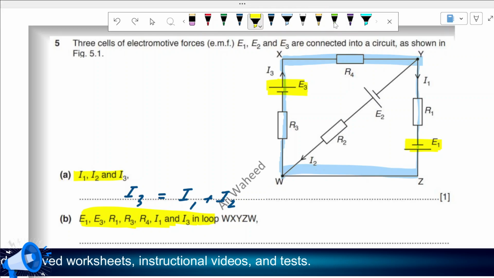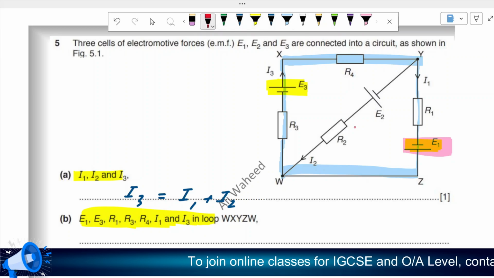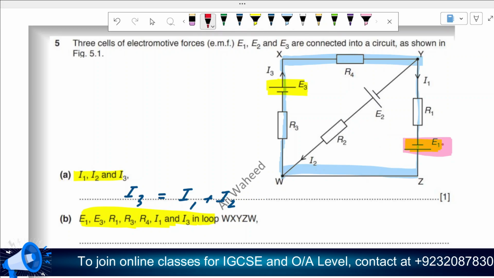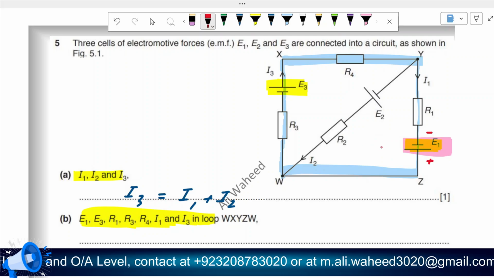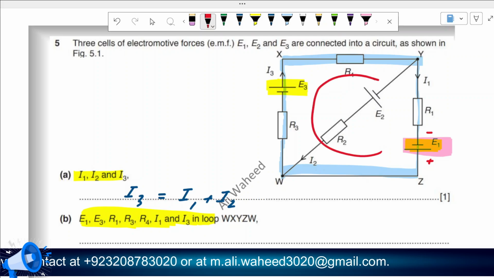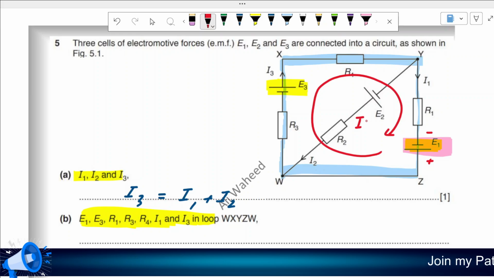So I'm going to choose, let's say, this boy as the reference, this battery over here. This is the reference battery, and I'm going to mark the direction of the reference current with respect to the chosen battery. So this is the negative of the battery, this is the positive. So the direction of current in our closed loop should be this, from positive towards negative. Now we have marked the direction of the reference current also.